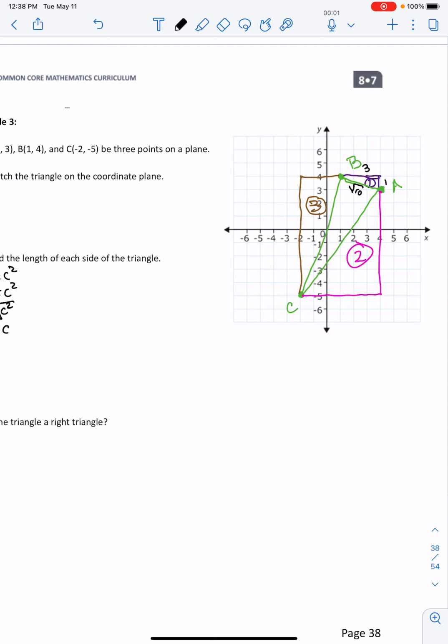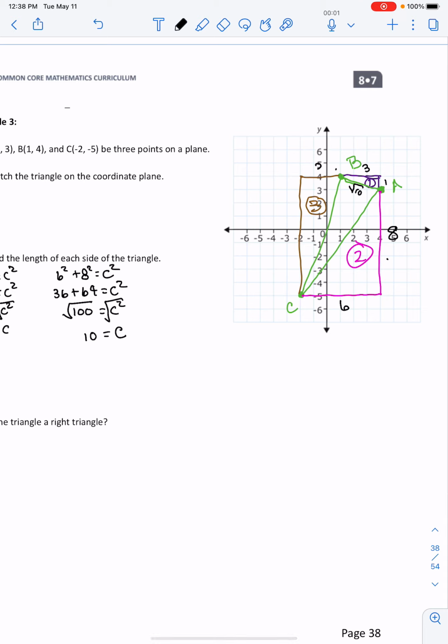Let's find 2 now. So we have 1, 2, 3, 4, 5, 6, 7, 8. We have 8 here. And we have 1, 2, 3, 4, 5, 6 here. So we have 6 squared plus 8 squared equals c squared. So we have 36 plus 64 equals c squared. So we have 100 equals c squared. So square root of 100. So c equals 10.